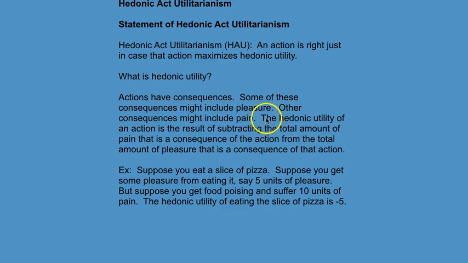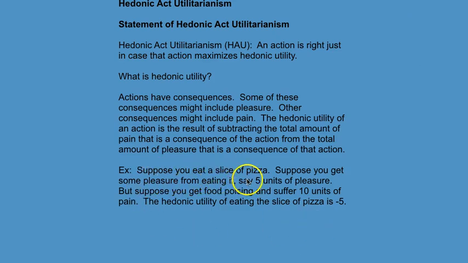To find the hedonic utility of an action, you take the total amount of pain that's a consequence of the action, and you represent that with a number. Then you take the total amount of pleasure that's a consequence of your action, and represent that with a number. Then you subtract the total amount of pain from the total amount of pleasure. So here's an example to illustrate.